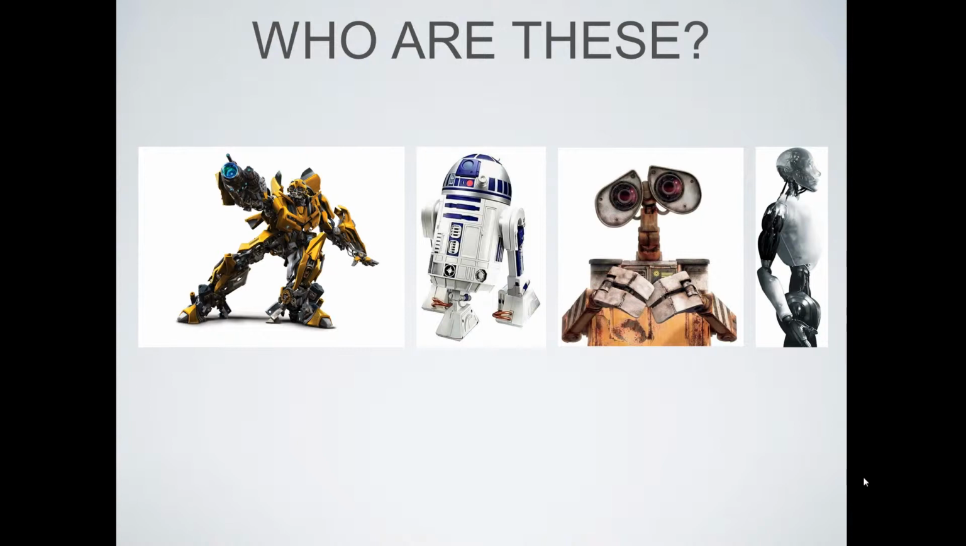Okay, I'm going to give you the answer now. So hopefully what you've got is that the first character is Bumblebee, and Bumblebee is in the Transformers movie. The second one, did you get this one right? The second one is R2-D2, and he's in the Star Wars movie. What about the third one? Did you get this one?